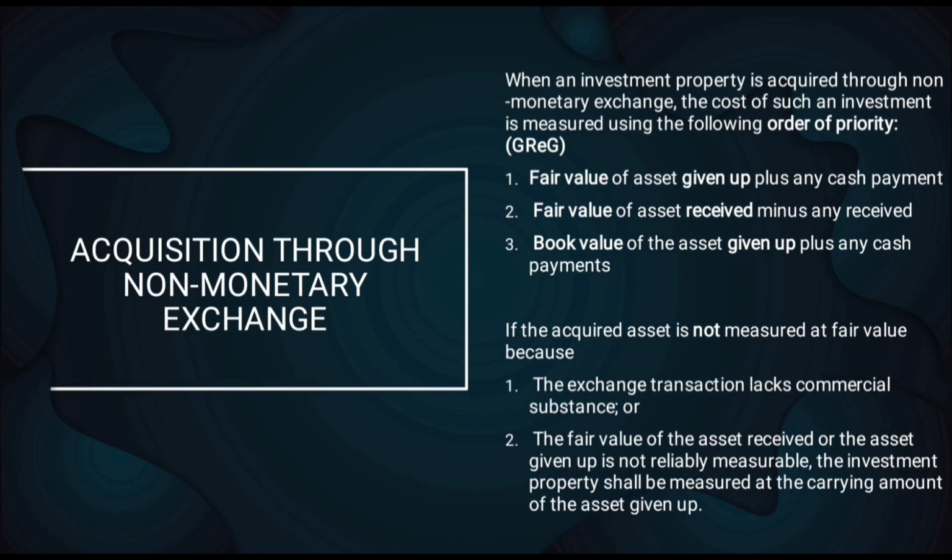Now, let's proceed to acquisition through non-monetary exchange. When an investment property is acquired through non-monetary exchange, the cost of such an investment is measured using the following order of priority. Number 1, fair value of asset given up plus any cash payment. Number 2, fair value of asset received minus any cash received. Number 3, book value of the asset given up plus any cash payments. So if the acquired asset is not measured at fair value because the exchange transaction lacks commercial substance, or the fair value of the asset received or the asset given up is not reliably measurable, the investment property shall be measured at the carrying amount of the asset given up.